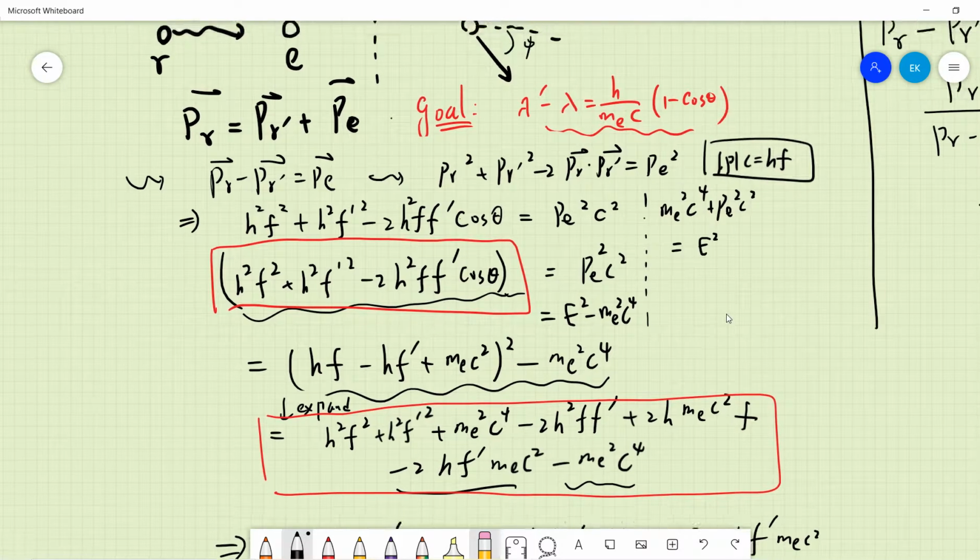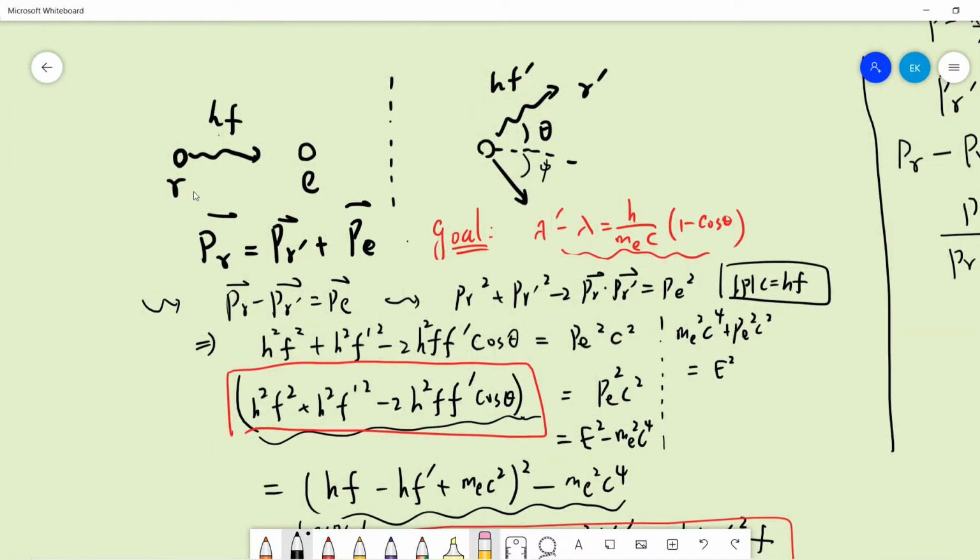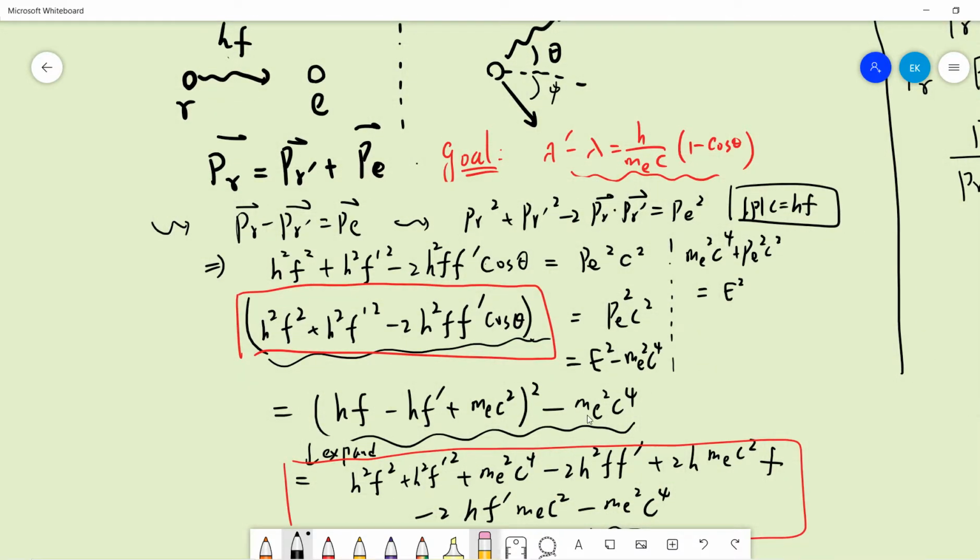So we have already used momentum conservation, and the rest is energy conservation, right? So what is the original energy? The original energy is hf, and the light afterward is hf prime. So the original energy is hf plus m_e c squared, where m_e c squared is the static mass energy of the electron. And the final energy includes hf prime. So the electron energy will be hf minus hf prime plus m_e c squared. Squared, minus m_e squared c to the fourth. So you get this equation.